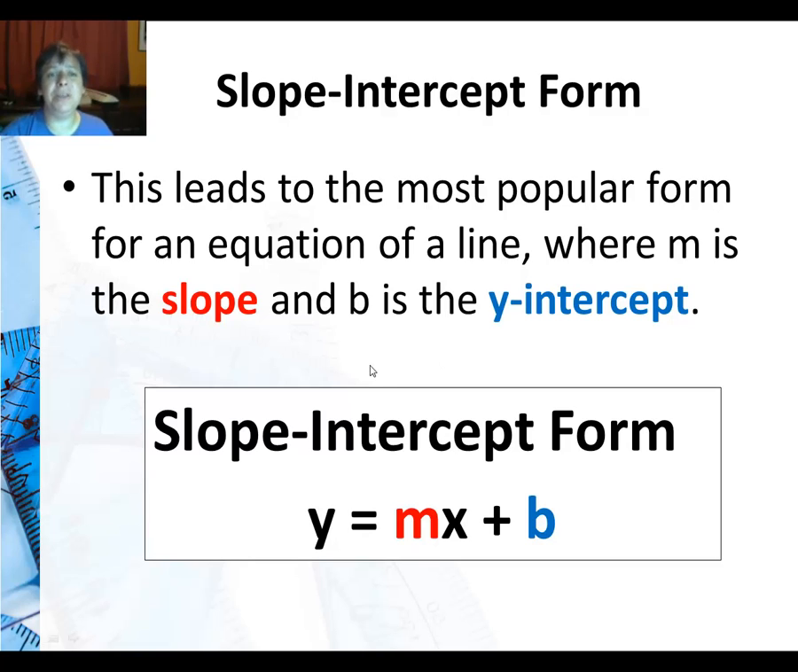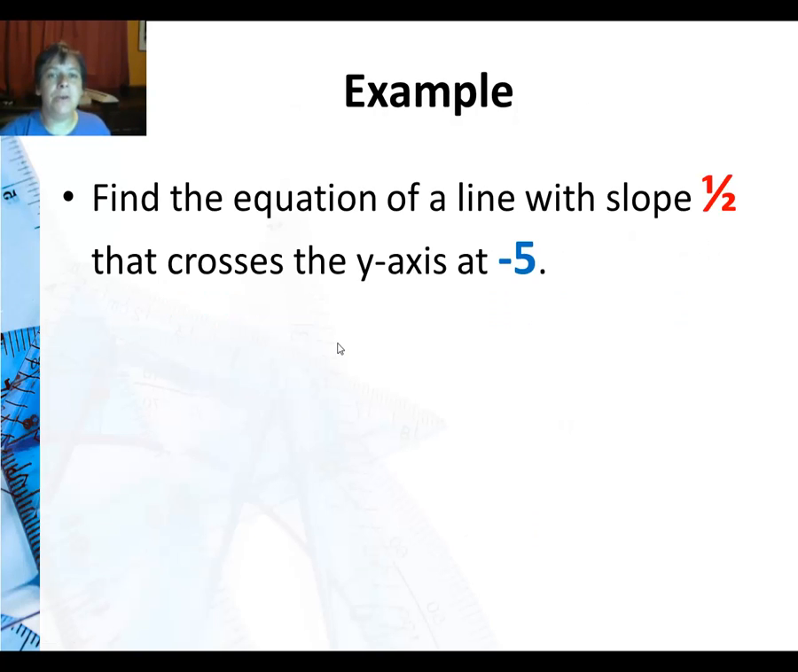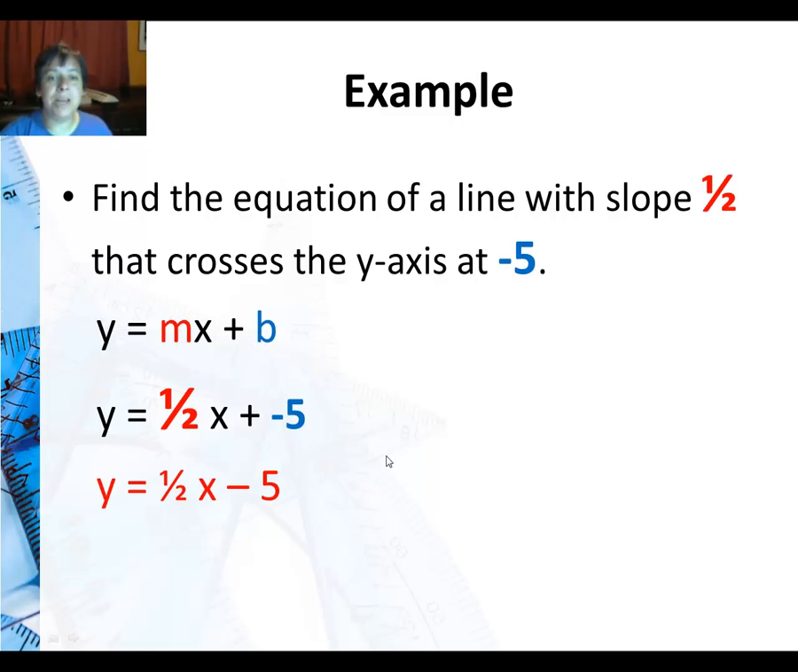So this leads us to the most popular form for the equation of a line, which is slope-intercept. And it is awesome as long as you know the slope and the y-intercept. If you don't know the y-intercept, you probably don't want to try to create this equation, unless you can see it on the graph or it's given. So here's an example. Find the equation of a line with slope 1/2 that crosses the y-axis at -5. There's slope-intercept form. There's slope and intercept. You just substitute it in. That's it, which is why we love it so much. But we can't always use it.